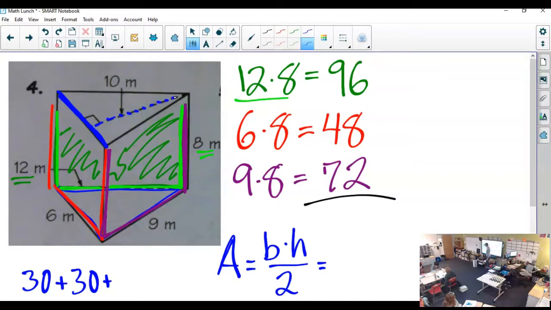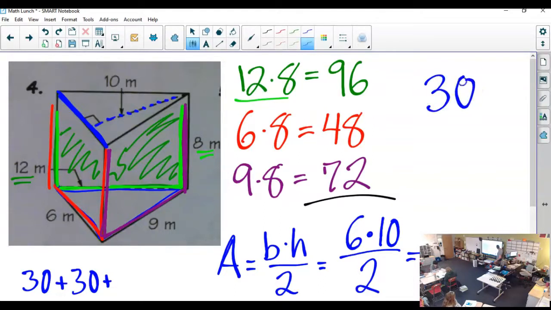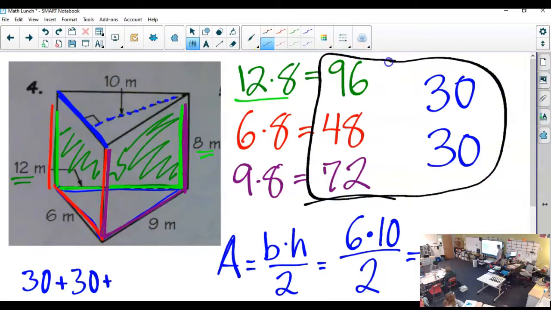So the base is 6 and the height is 10. But because it's a triangle, we divide by 2, and that one triangle is 30. Then I've got another 30, and another. So all five of my faces have all of these numbers. We now have to add all of those up.